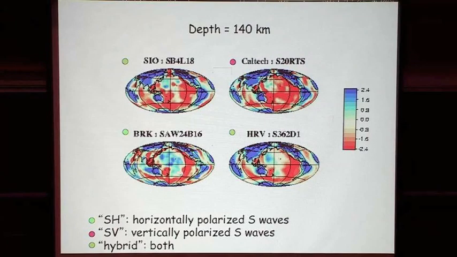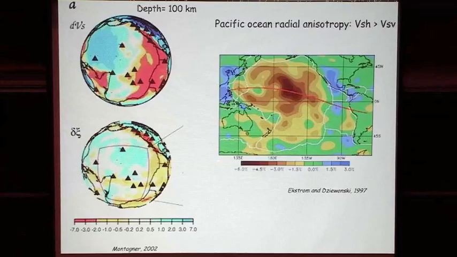Okay, so this difference is not simply because one model is wrong and the other one is right. It really reflects the presence of actually lateral variations in this radial anisotropy. And these two models here use three components, and so they're sort of hybrid in the sense that they're constrained by both. And so this particular structure has been discussed in many papers.